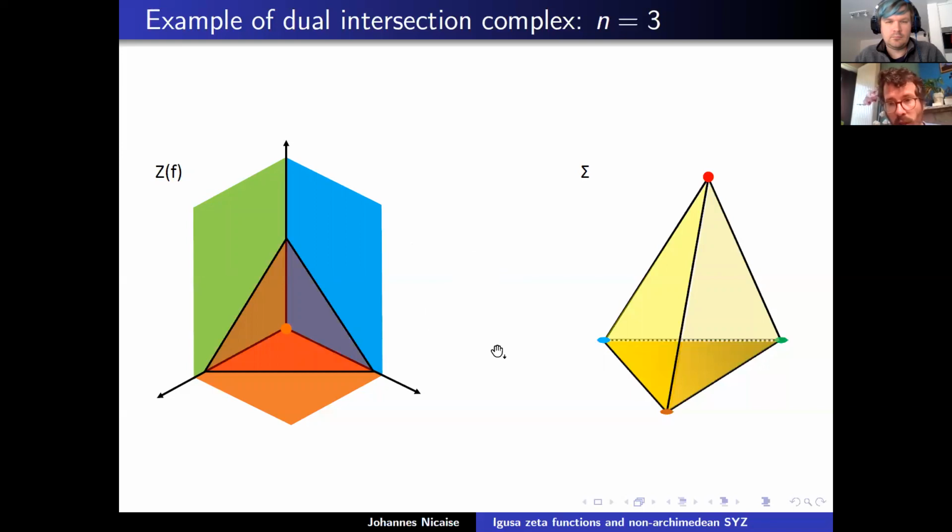And then we also get three new 2-simplices corresponding to the three triple intersection points. So what we get this time as dual intersection complex is the surface of a tetrahedron, which is no longer contractible. Now it's homeomorphic to S2. And so this kind of more interesting topological object can also occur in this context.